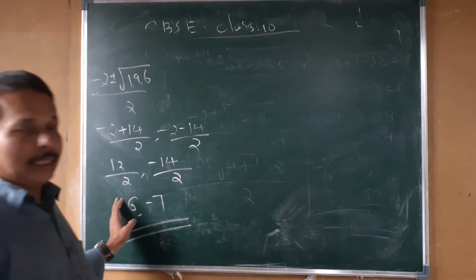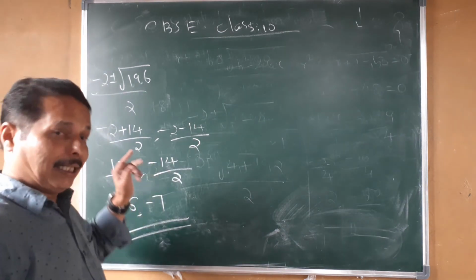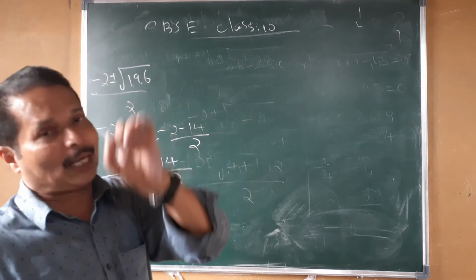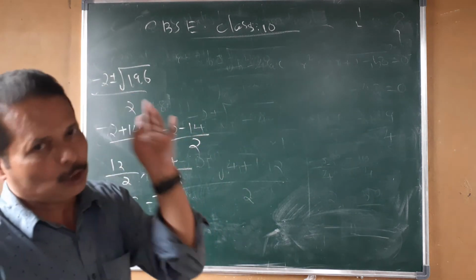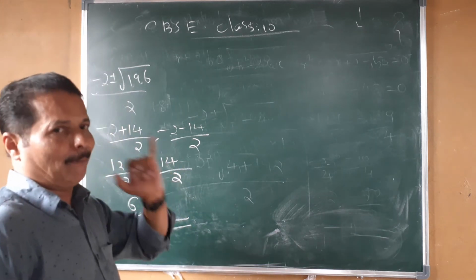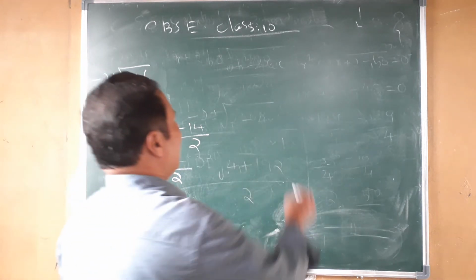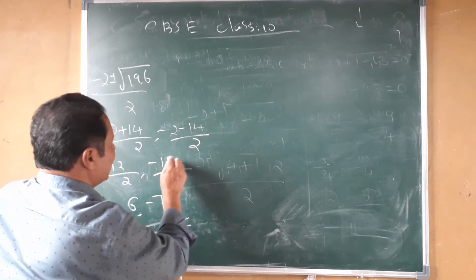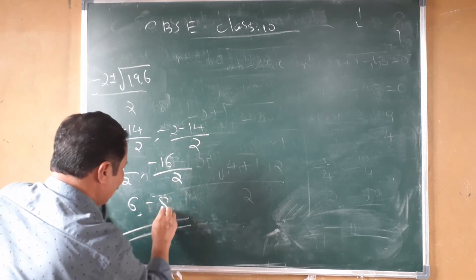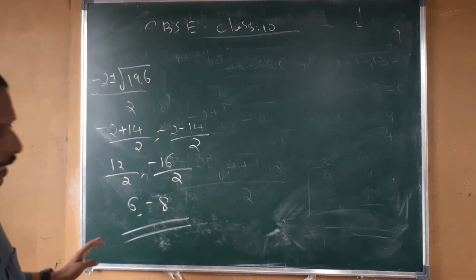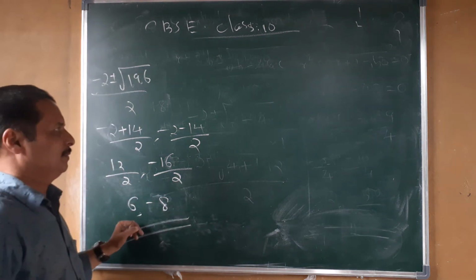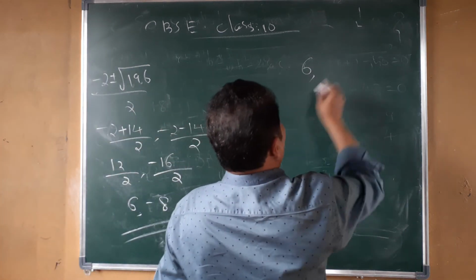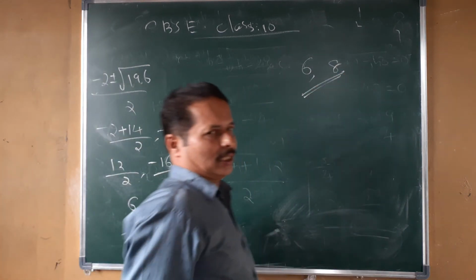Remember, in the question it is given: sum of two consecutive even natural numbers. Natural numbers. So the answers are, just wait. Minus 2 minus 14 is minus 16. Okay, minus 16 by 2 is negative 8. Negative 8. Is it all? So the numbers are: one answer is 6 and the other answer is 8.